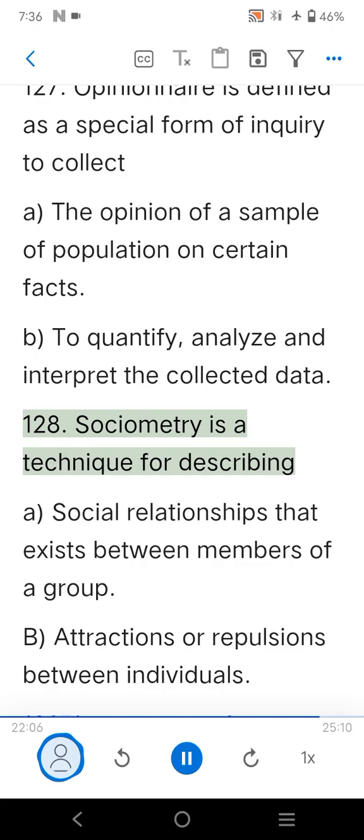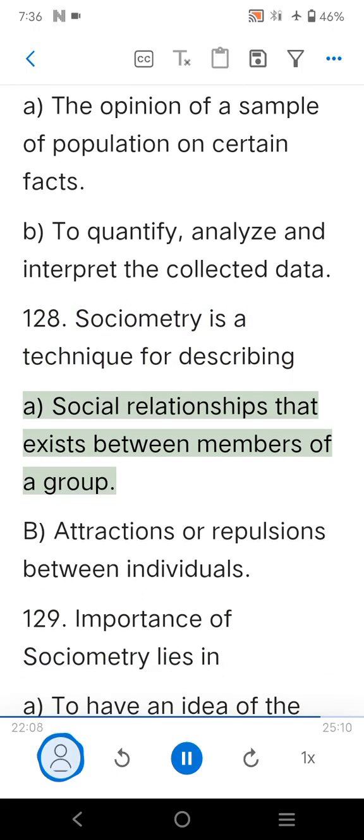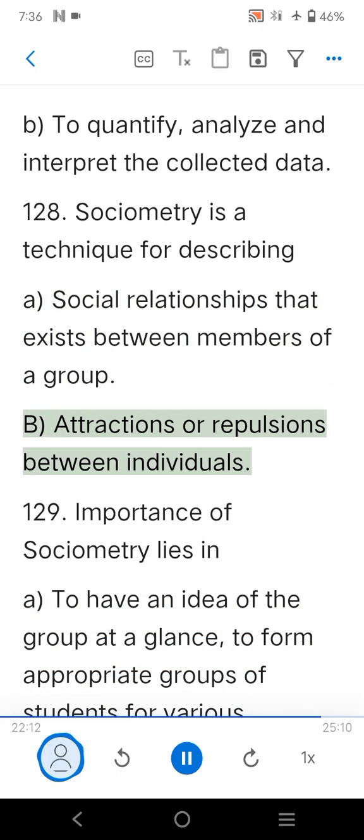128. Sociometry is a technique for describing A. Social relationships that exist between members of a group. B. Attractions or repulsions between individuals.